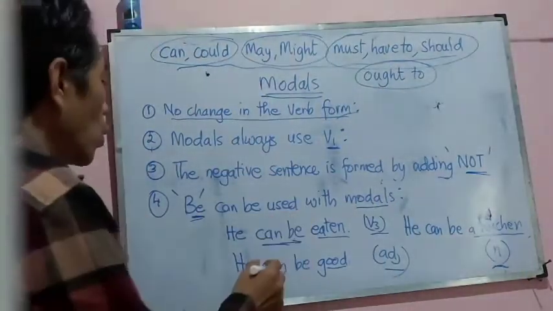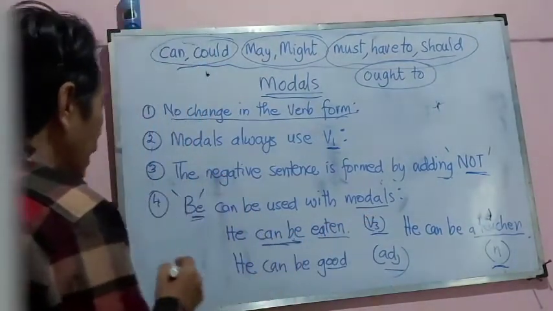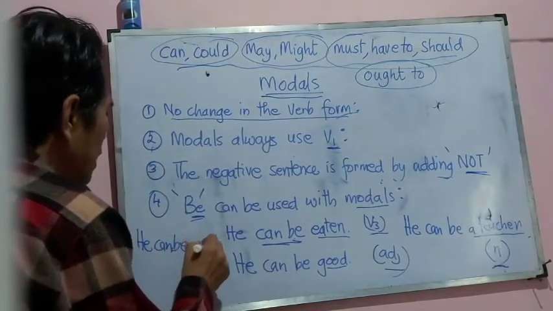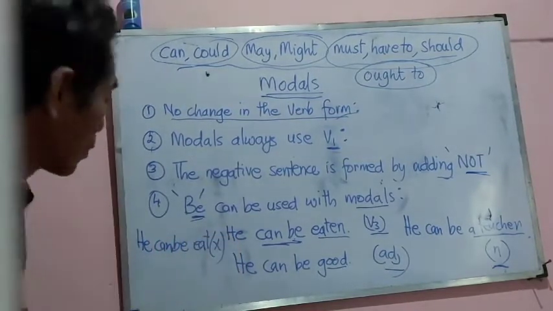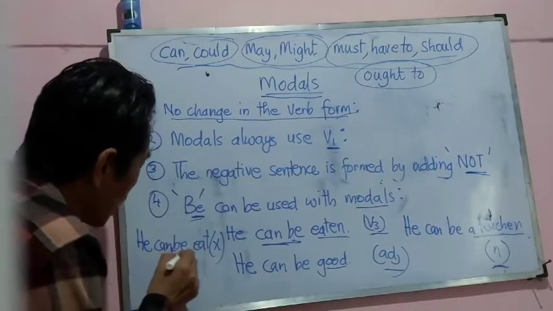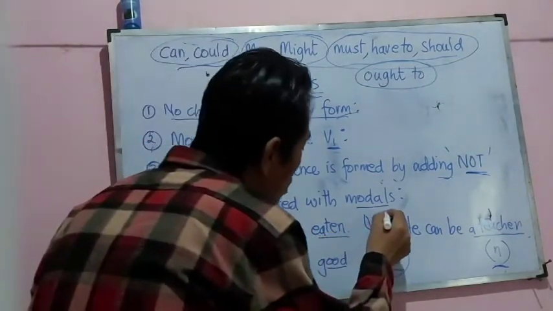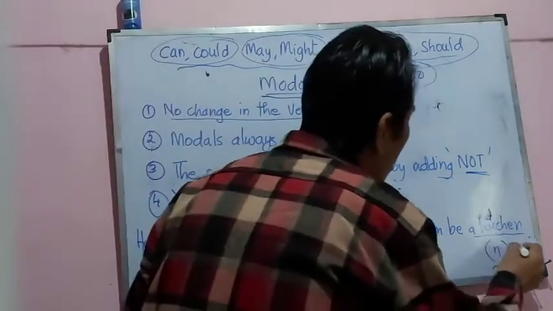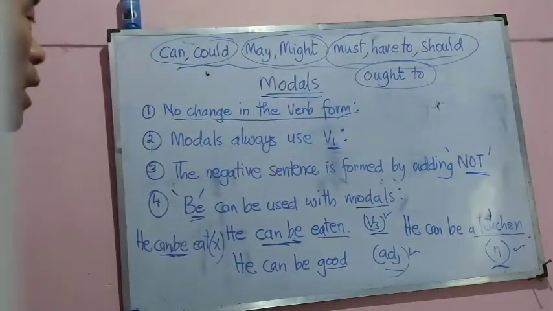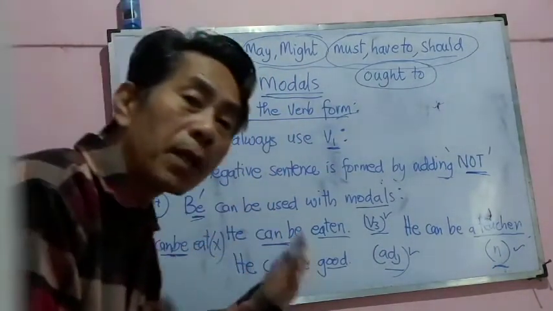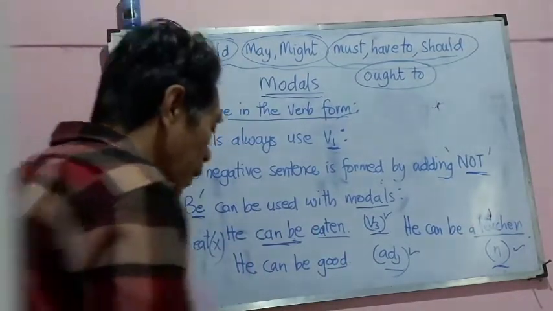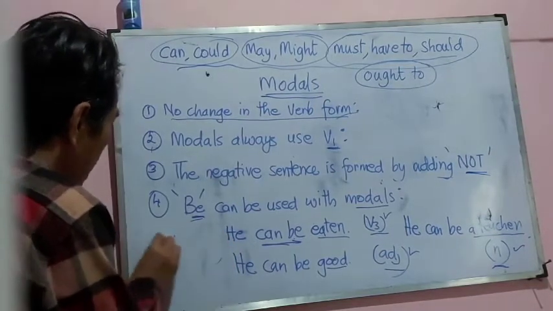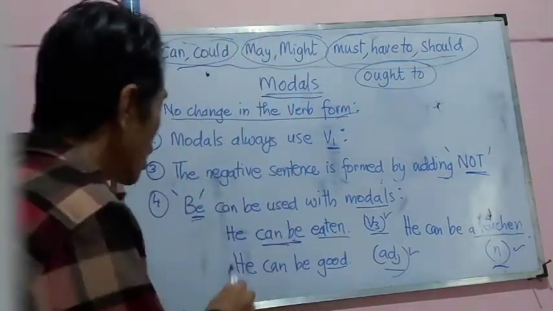But we cannot use verb 1 with can be. He can be eat, so we cannot use this. Whenever we have be with the model, either it has to be verb 3 or adjective or noun. These are the things that you have to keep in mind. Did you understand? We never use verb 1 when we use be with the models.